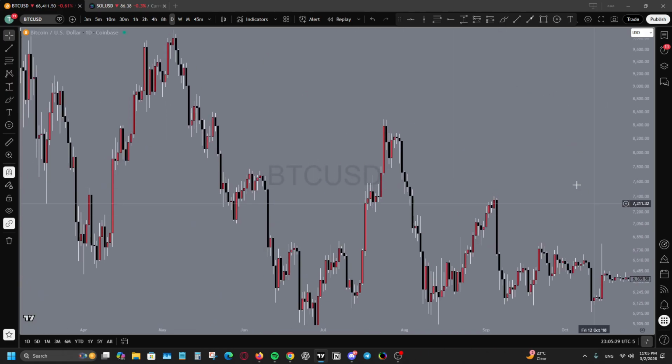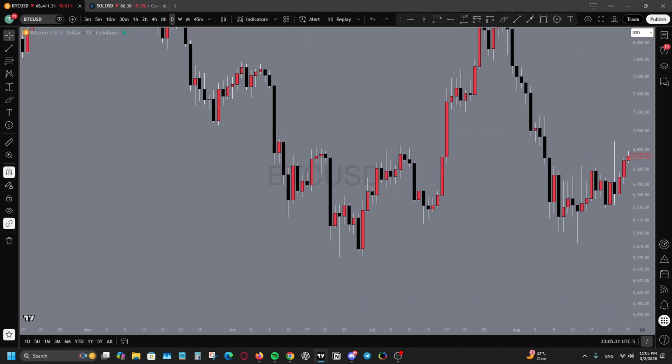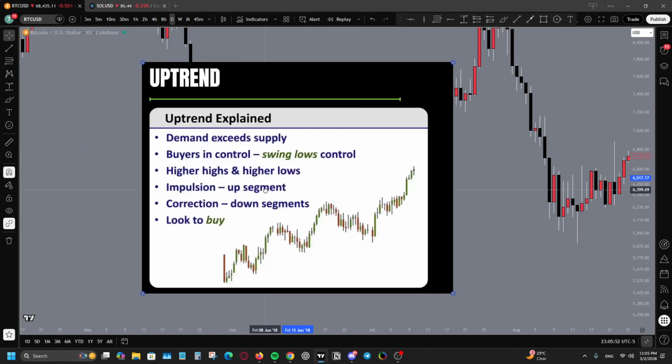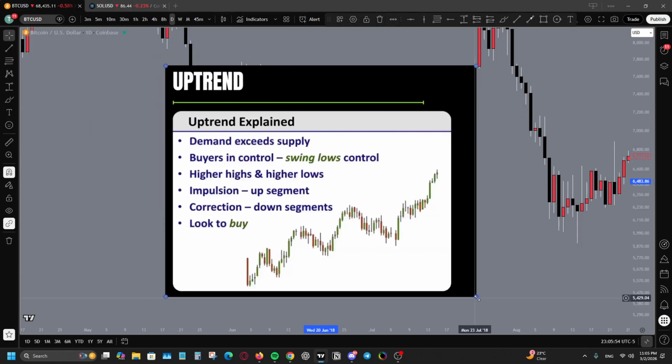Alright? So take a look at this right here. What is an uptrend? Let me get the picture. Let me pull the picture out so you guys can also see it. One second, guys. I'm pulling the picture out. Uptrend. Boom, boom, boom. So, uptrend. What is an uptrend?